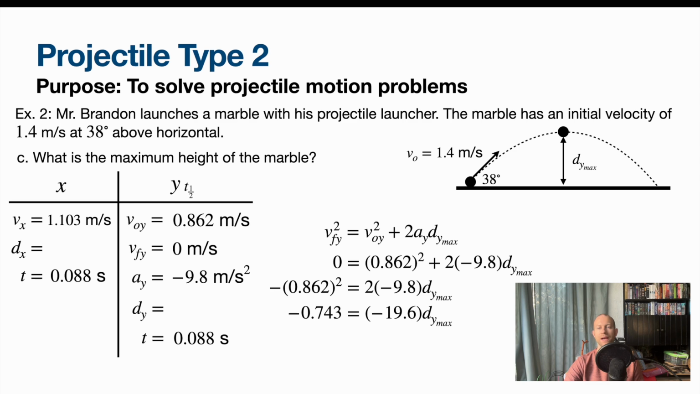Again, I put all the algebraic steps, but I just don't want to talk it all through. So this is your max height, 0.038 meters, which is 3.8 centimeters. But you can leave it as meters. That is your max height.